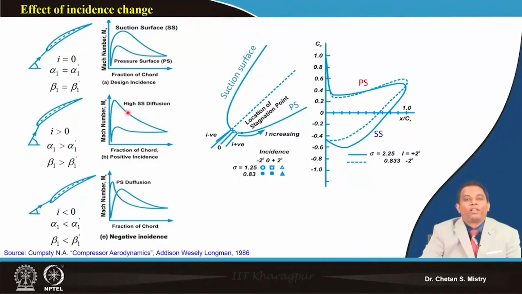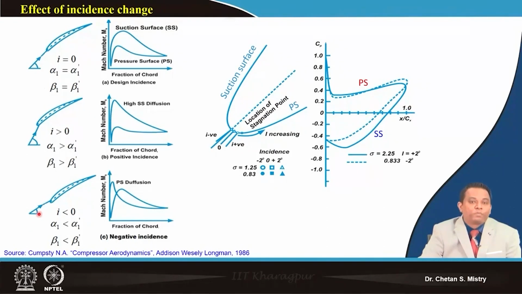So if you recall, we have discussed the performance map for a single stage compressor, where we discussed that when our axial velocity is decreasing, that is giving the rise of pressure, and we have discussed that as a positive incidence case. So this is the positive incidence case.